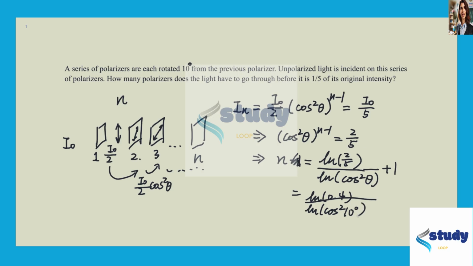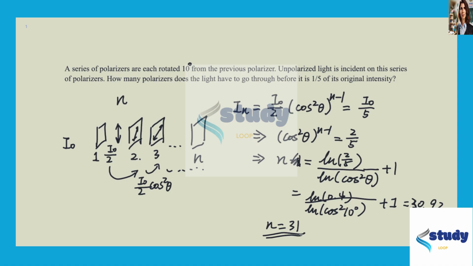We put this into the calculator and we get 30.93. Because n has to be an integer, we will have n equals 31. After it goes through the 31st polarizer, its intensity will be just below 1/5.